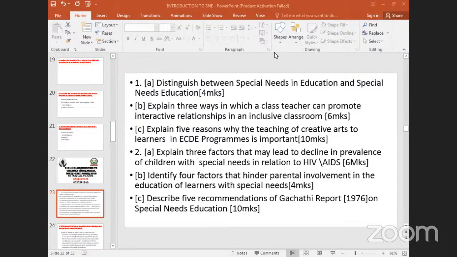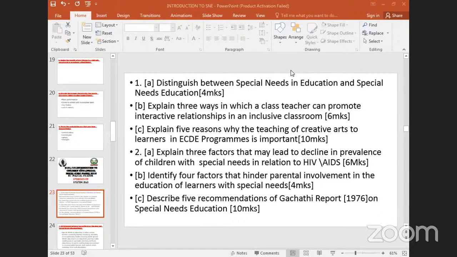Question 2B: identify 4 factors that hinder parental involvement in the education of learners with special education needs. What about sensitivity? Community. Kindly come again, you are breaking.